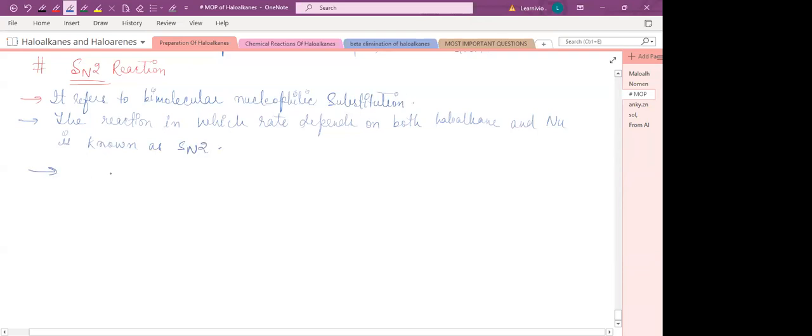And what will be the rate? The rate is directly proportional to your substrate RX as well as your nucleophile. The rate equals the rate constant times RX times nucleophile. So from here you can see that the order will be equal to 2. It is basically a second order reaction. And molecularity will also be 2 because two species are reacting: the first is your haloalkane and the second is your nucleophile. That's why it's a bimolecular type of reaction. And let's talk about the mechanism.